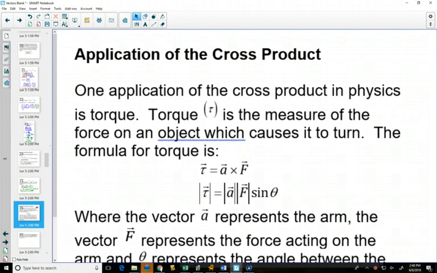So your torque is just a cross product of the length of the arm of the object that you have. If you're thinking of a wrench on a bolt, it would be the length of that wrench and the force that you're applying as a vector, and sine of theta, where theta is the angle between your force and your wrench. So for example, if you put a wrench on a bolt and apply a force parallel to the wrench, you just take it right off the bolt.